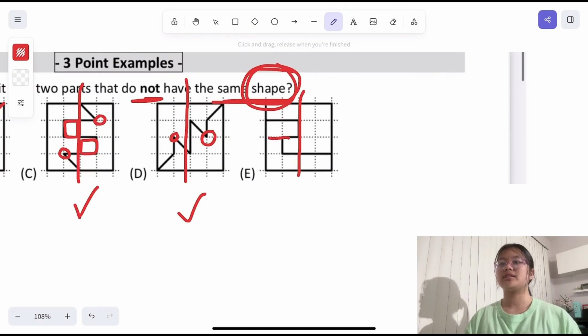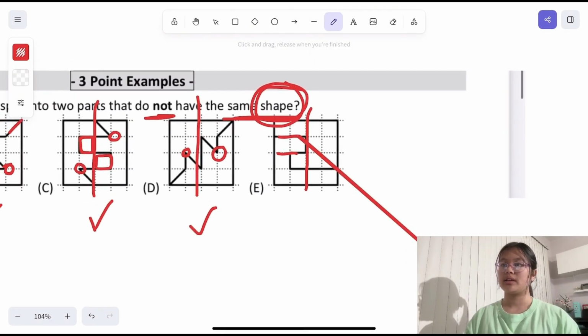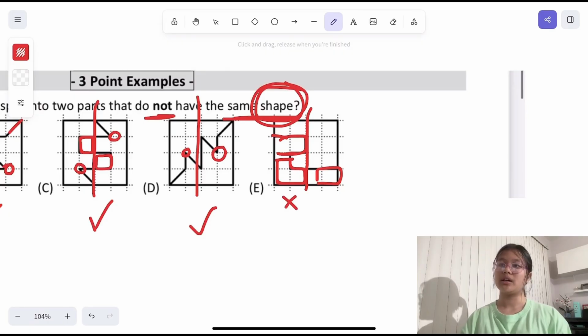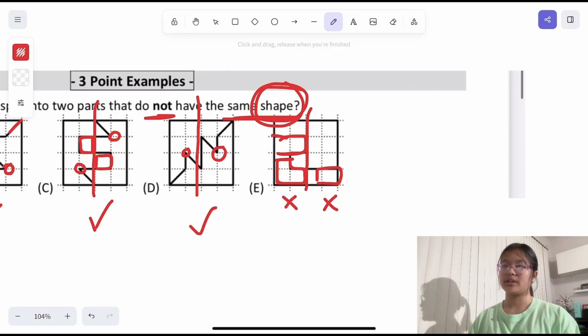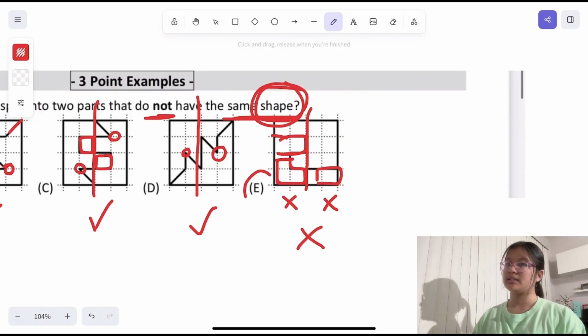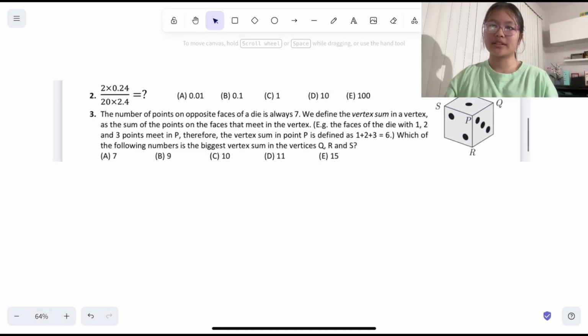Now for E, it does not work because it's the only answer left. And also because there's a rectangle there, and there's just a tiny rectangle there, but there's an L shape on the left side. So this one does not work. So our answer that we will circle is E. Alright, so on to question number 2.